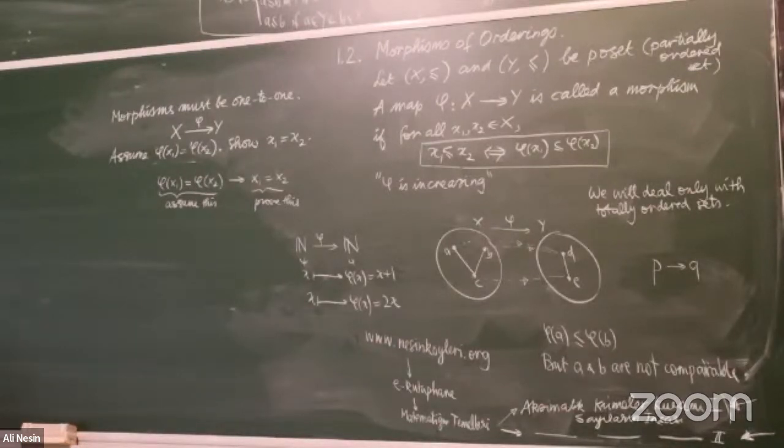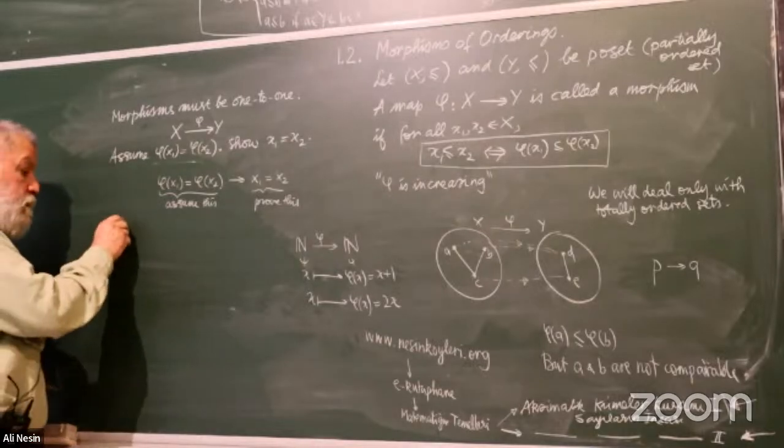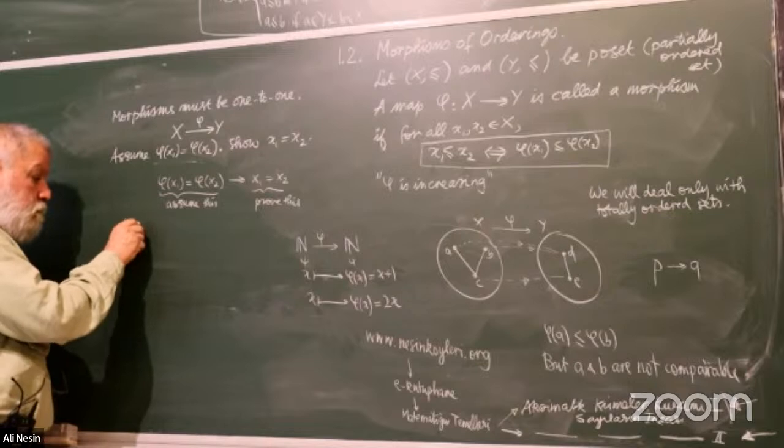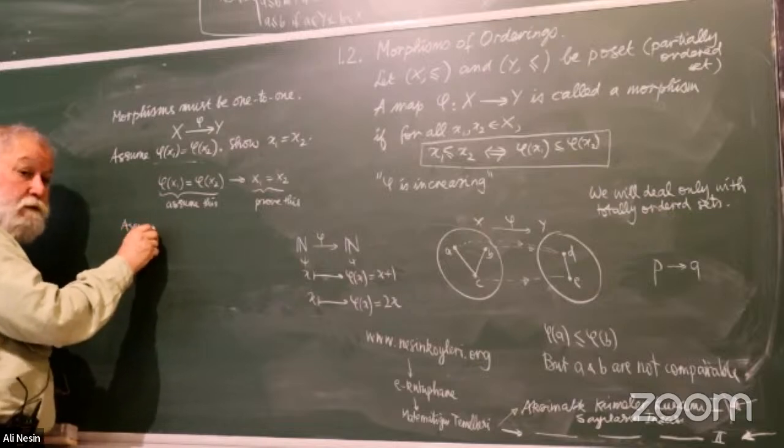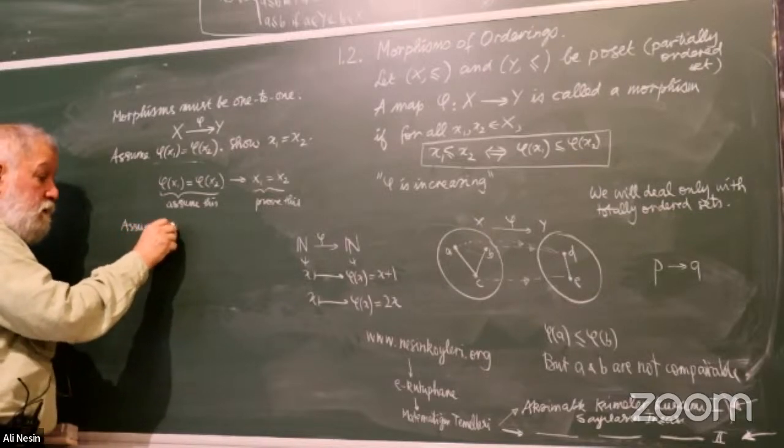I believe I have to do it. Okay. So assume phi of x1 is equal to phi of x2.